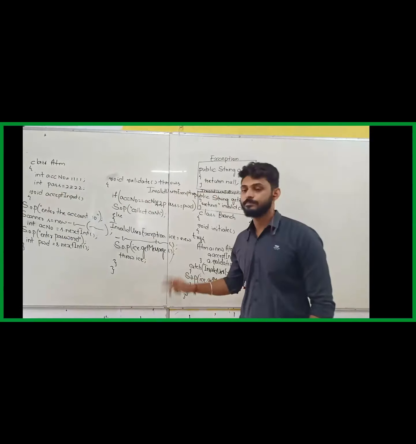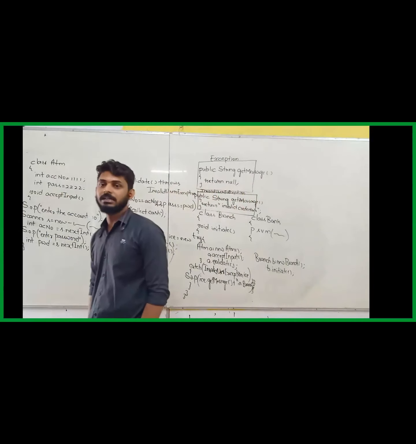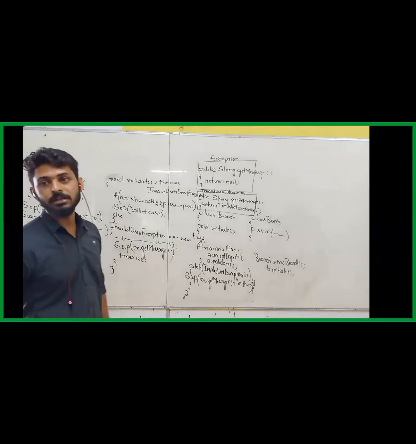Next, custom exception. Which are the steps? How will you create a custom exception? First step is create one class and make that class a child class of the Exception class. And second one, override the method called getMessage. That's it. And whatever message you want to print, you can just return it from there. Clear? I believe the exception concept is clear for all of you.